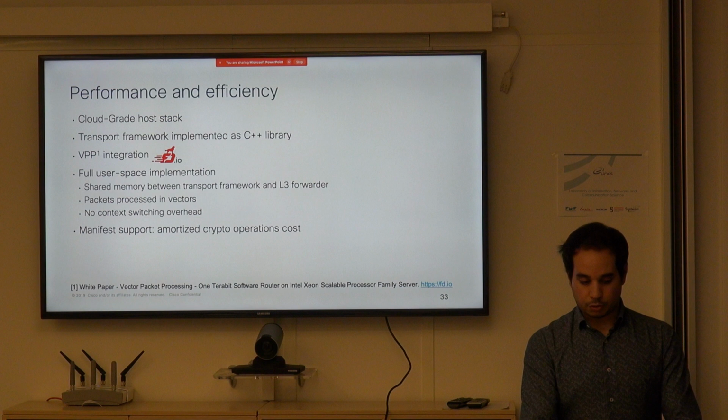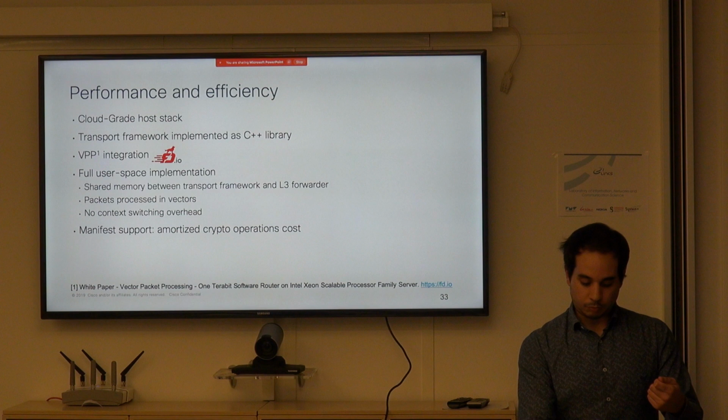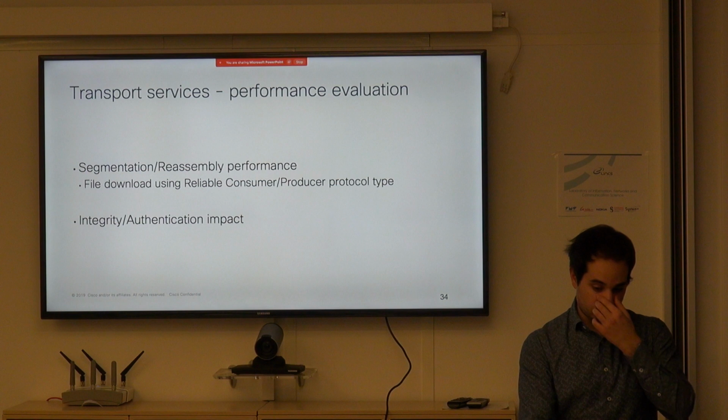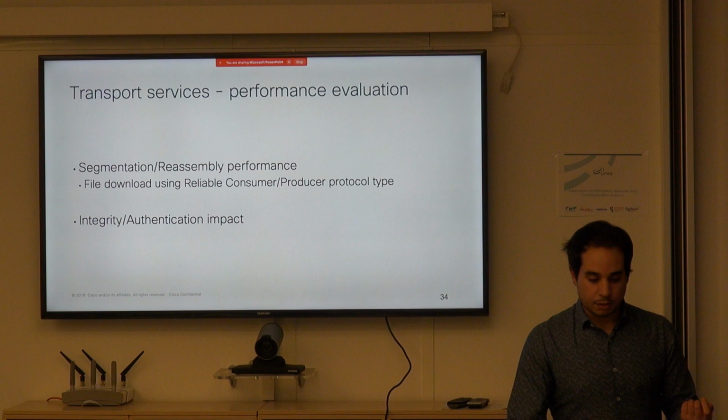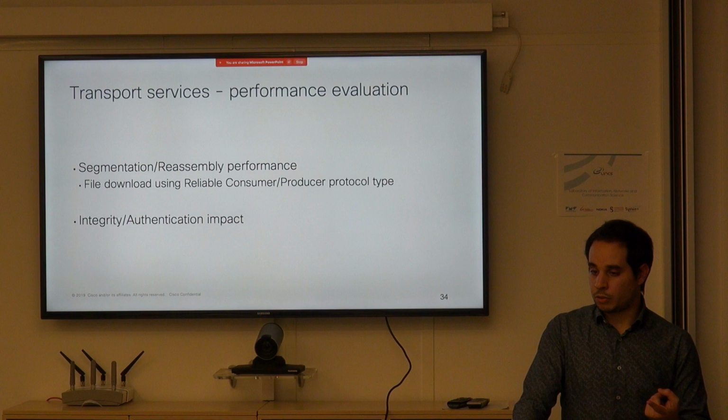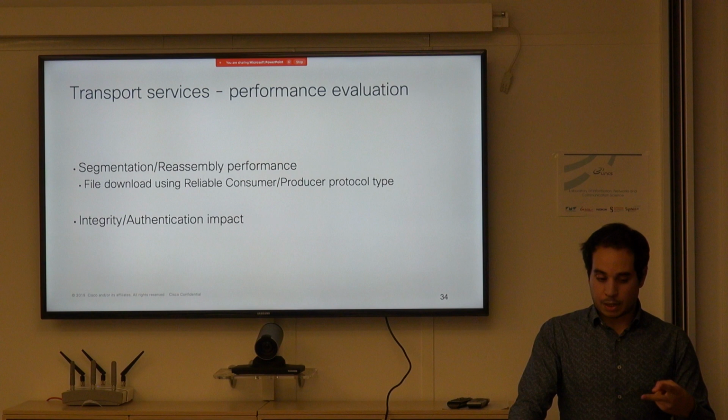And we also use the manifest for amortizing the crypto operation cost, which is huge. And in the next experiment, I will show you how huge it is. We evaluated this transport taking into consideration two things. The first is the performance regarding segmentation and reassembly. And the second is how signature verification can impact this performance.